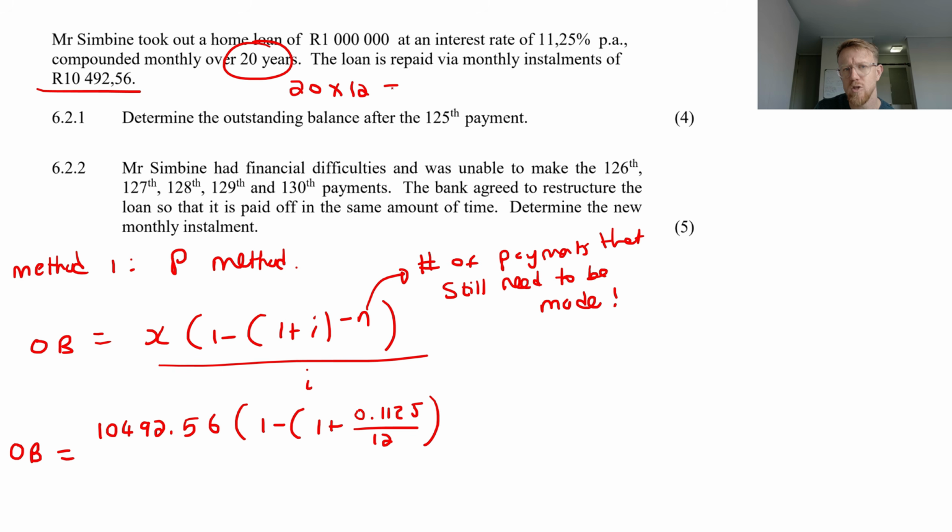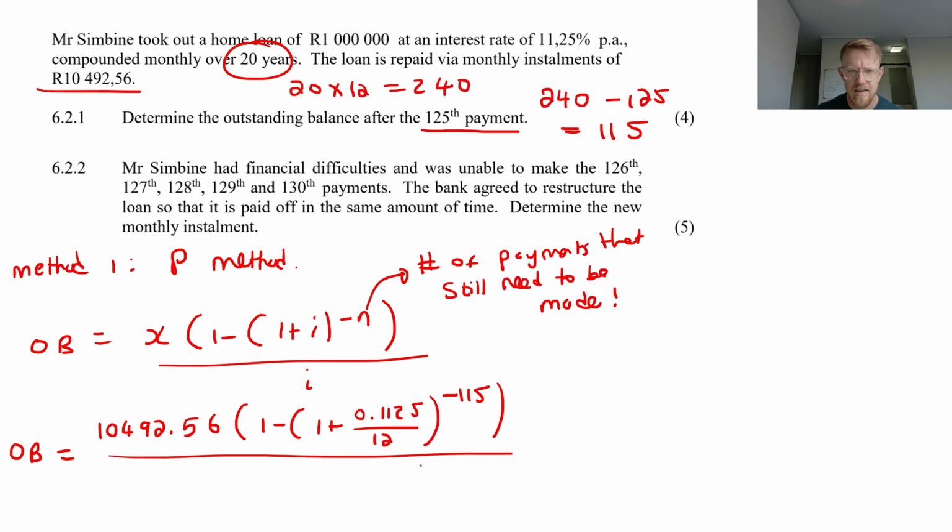20 times 12 is 240. That is the total amount of payments that Mr. Simbine would make if everything runs normally. But now they said after the 125th payment. So how many payments still need to take place? Well, you would say 240 minus 125, and that would be 115 payments that still need to be made. And so that is what you would use over here.